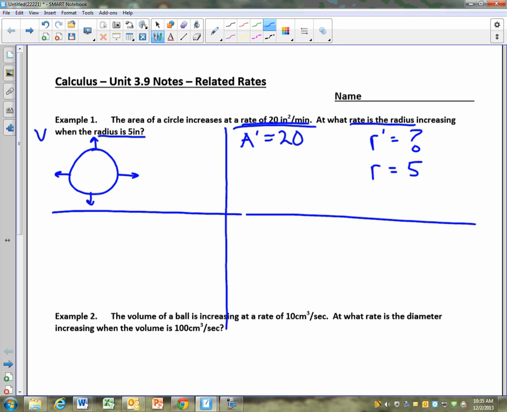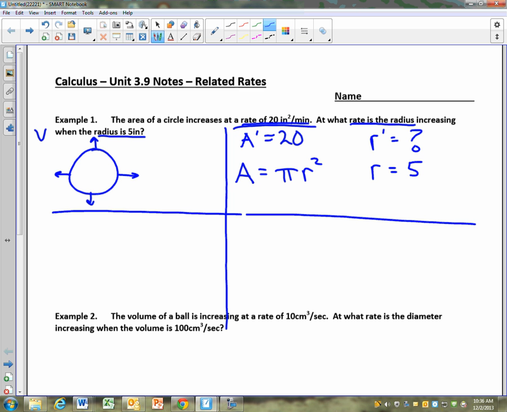So you can see here we've got some knowns and some unknowns. We're trying to solve for R prime. And the other thing that we know that's probably helpful is we have a formula for area of a circle. What is area of a circle? Pi times R squared. You like that? Okay.